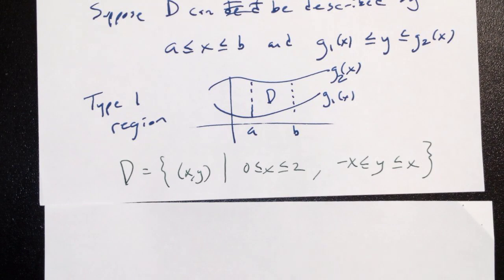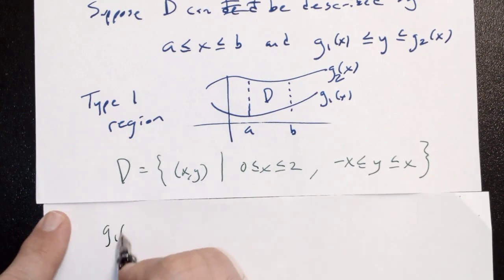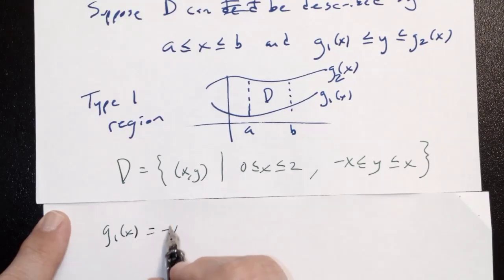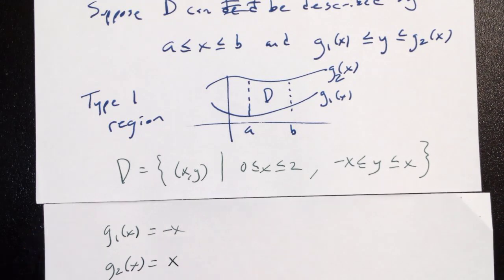Here is a type 1 region. It is described in X with a pair of numbers and in Y with a pair of equations. Although the way I've written it, it doesn't look like it's a pair of equations. But let's think of this as a function of X, and this is a function of X. Let's graph those two functions of X. G1 of X is minus X, and G2 of X is positive X. What does that graph look like for each of those?